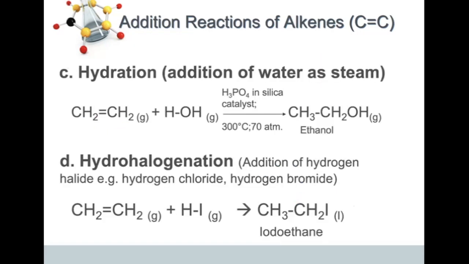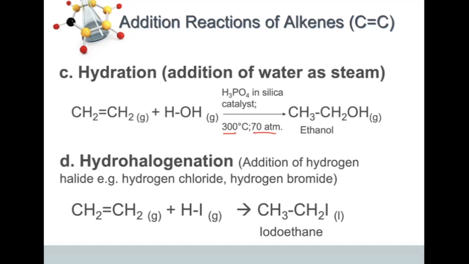We can add water, just like when we're thirsty, we drink water. We call that hydration. But when we add water, the conditions are a little more severe because we need to split the water molecule, a lot of things going on. So we would do this in the presence of a phosphoric acid catalyst, which is in silica. We do it at 300 degrees Celsius and 70 atmospheres.